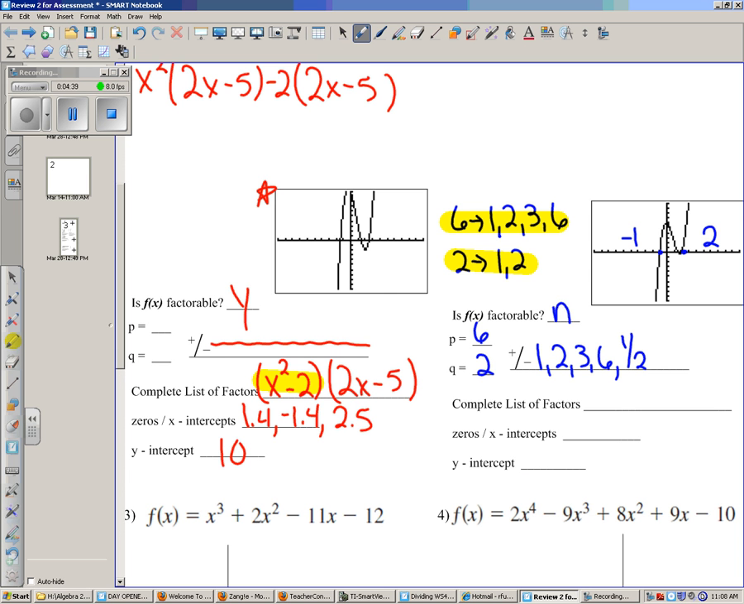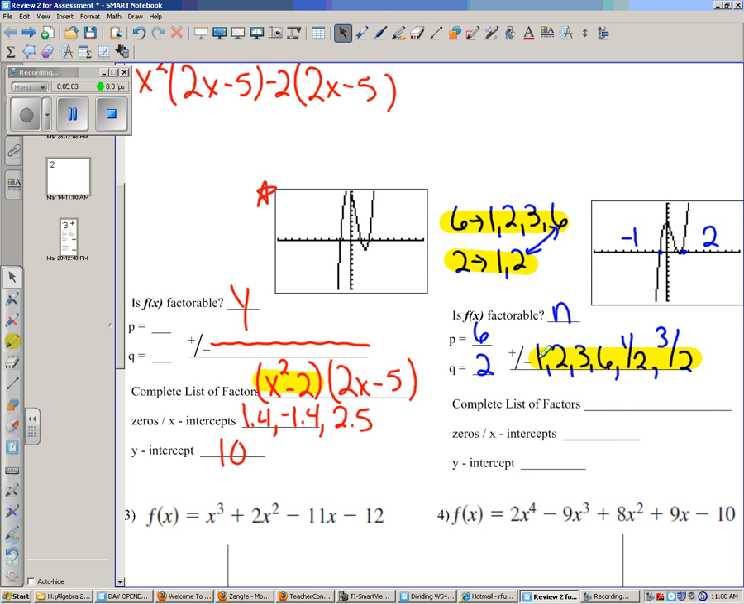2 over 2 is 1. 3 over 2, that's new. But then when I take 6 over 2, that's 3. I already have that listed, so I'm not going to list it again. And just a reminder, even though in my P over Q list I have a total of 6 numbers written down, there's really 12 of them because it's positive and negative of that whole list.